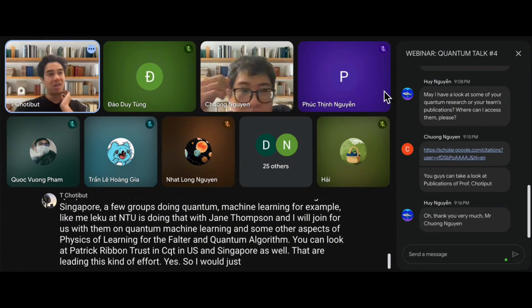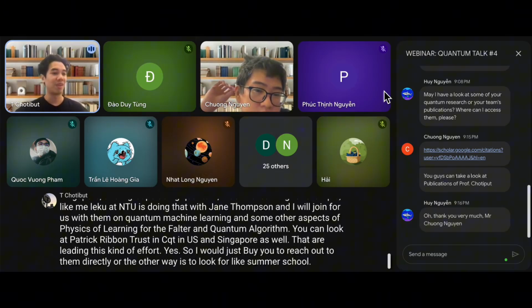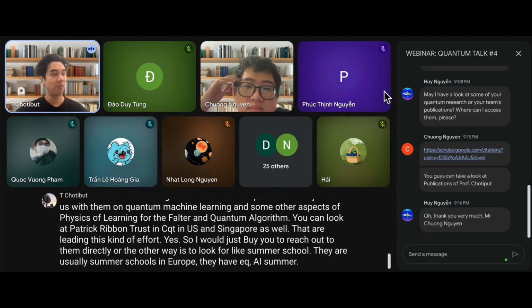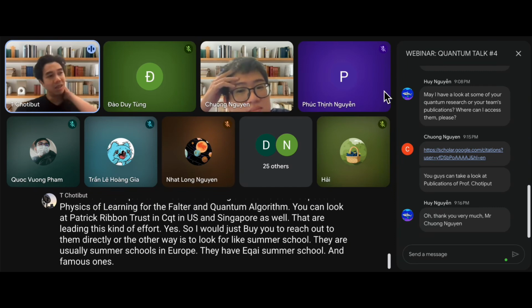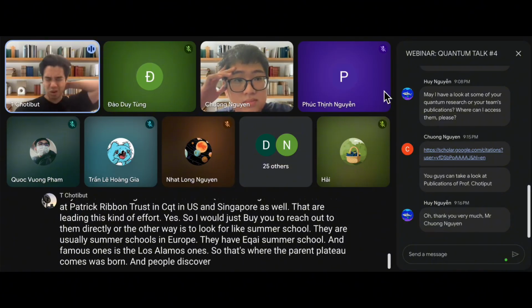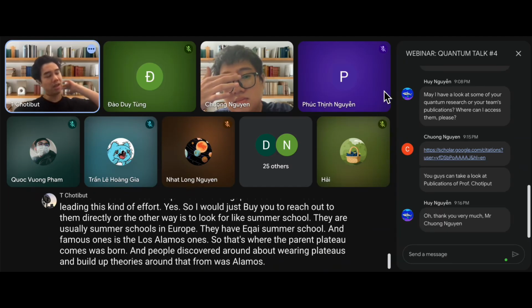So I would just advise you to reach out to them directly, or the other way is to look for summer schools. In Europe, they have the EQAI summer school, and the famous one is the Los Alamos one. That's where the barren plateau camp was born. People discovered barren plateaus and built up theories around that at Los Alamos.